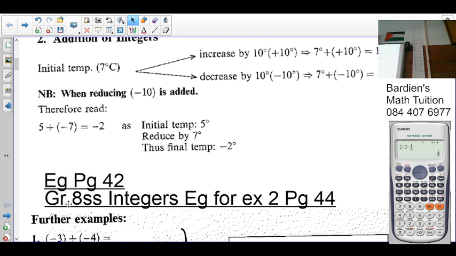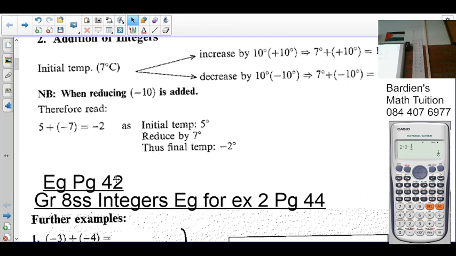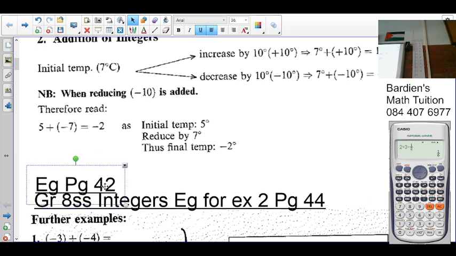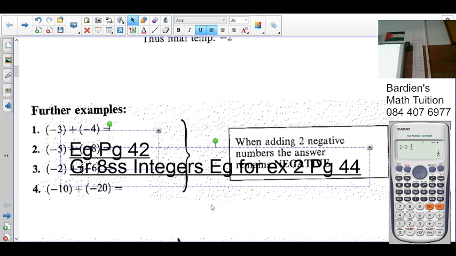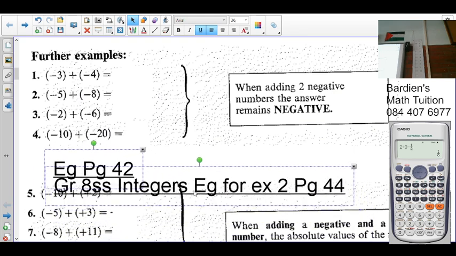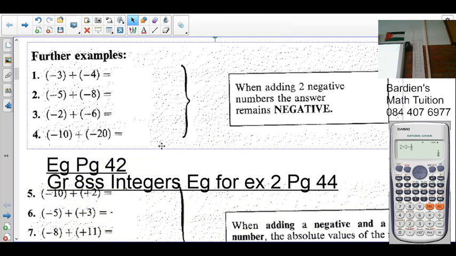The idea of this 8SS is basically the shorter version of the lesson where we're looking at examples only. So the examples that I'm looking at are on page 42, but these are examples for exercise 2, which is on page 44. Alright, so let's look at the further examples here.